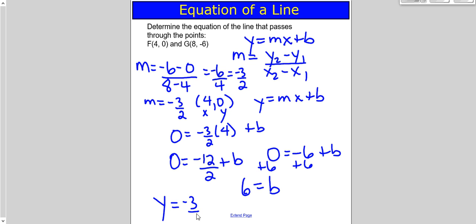So then my equation is my slope plus my y-intercept. Y equals negative 3 over 2 x plus 6. Hopefully you got that one right. Okay, just a couple more on finding the equation of a line.